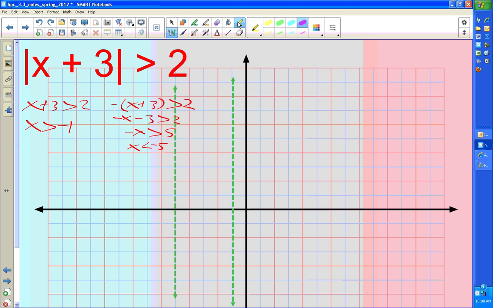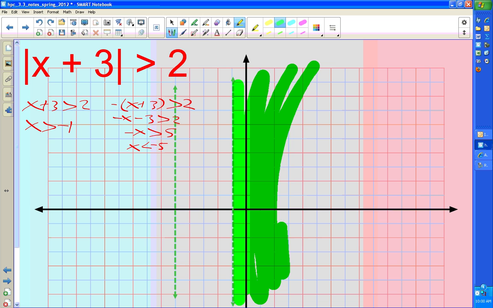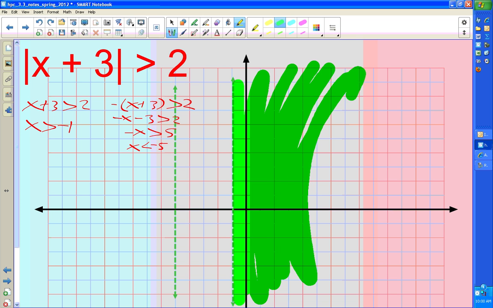The shading greater than -1 is to the right. (0, 0) makes it true. When you plug in a 0, that's true. When you plug in a 0 here, that's false. So we're going to go to the left of this boundary.